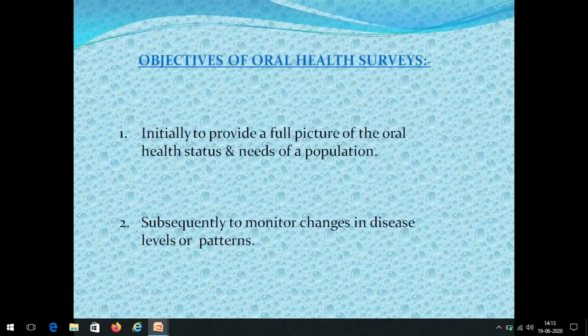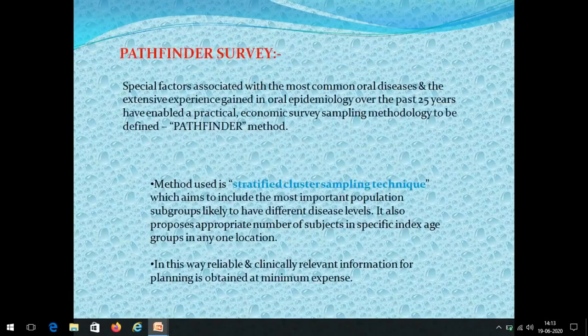It has basically a few objectives, that is to provide a full picture of the oral health status and needs of a population, and to monitor changes in the disease levels or patterns. So these are the objectives of oral health surveys. Pathfinder surveys are a common question that is asked. Pathfinder survey is nothing but how an oral health survey is conducted. For the past 25 years, it has been the practical, economical survey sampling methodology, considering special factors associated with oral disease, which is known as Pathfinder.